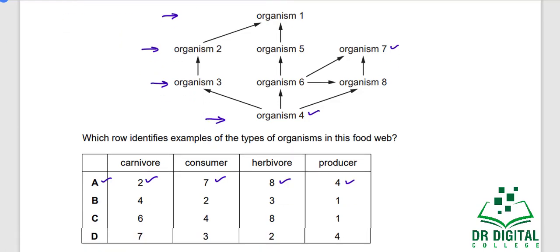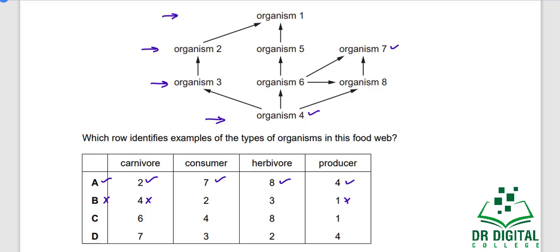So let's see B, C and D. B is carnivore is 4. 4 is not the carnivore. That's why it is wrong. So B is wrong. Consumer 2 is the consumer. Yes, this is true. Herbivore 3 is the herbivore. Yes, this is true. Producer is 1. That is wrong. So there are 2 wrong options in B. In C, 6 is the carnivore.